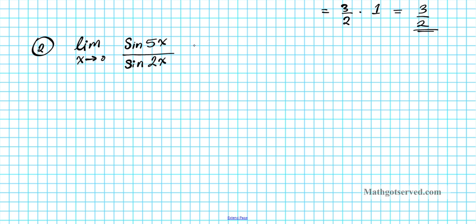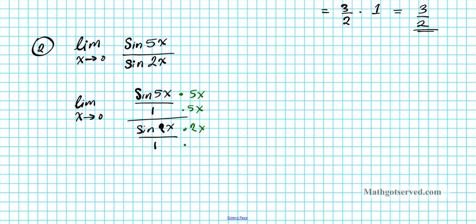So how do I show that this is 5 over 2? Well, first thing I'll do is express the numerator and the denominator as a fraction, sine 5x over 1 divided by sine 2x over 1. The goal is to get the denominator and this term identical, and then this denominator and this term identical. So in the numerator, I'll multiply by 5x top and bottom. And over here, I multiply by 2x top and bottom.